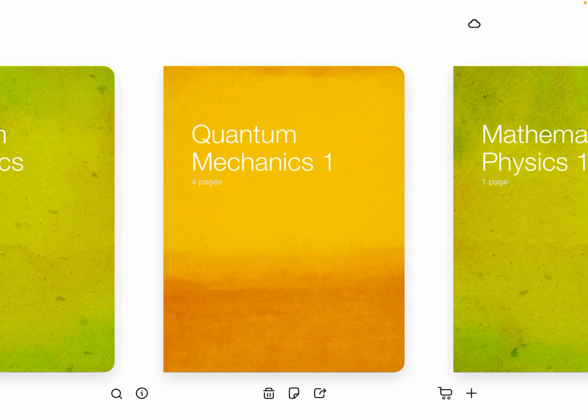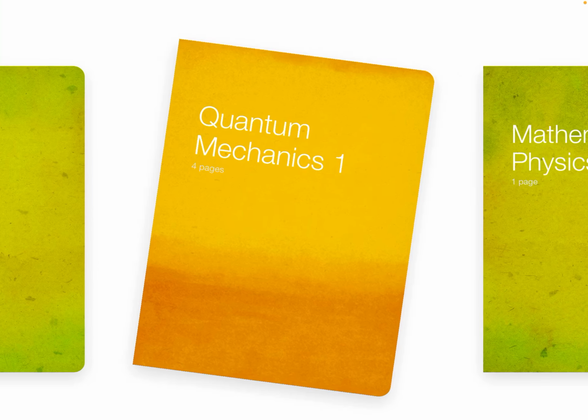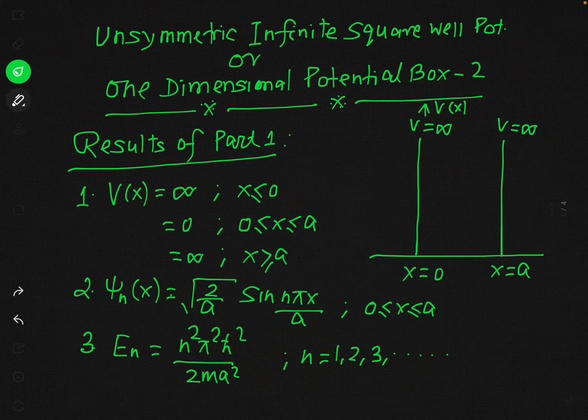We were discussing the particle in a one-dimensional box. In fact, the box was infinitely deep, and so the case was actually of an unsymmetric infinite square well potential. In the first part of this lecture, we have obtained some important results.